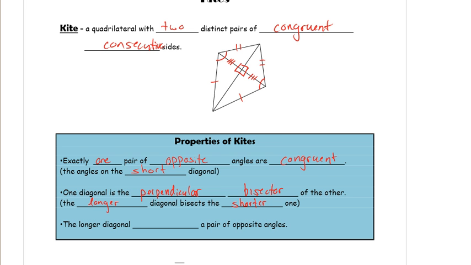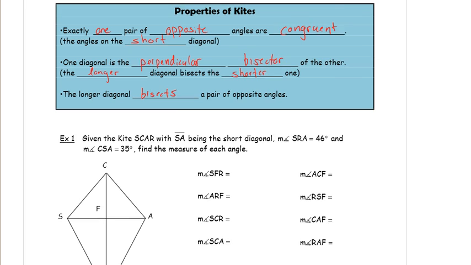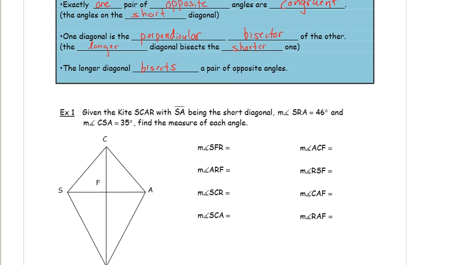And then the last thing is the longer diagonal bisects a pair of opposite angles. In other words, we know that these two angles are congruent and those two angles are congruent. You could use 3 if you want there. I just used 1 with a little tick through it. So you can see all the things that are going to be true there. As we go through some of these examples, you're going to be given very little information, but with that information you're going to be able to find out a lot of things.